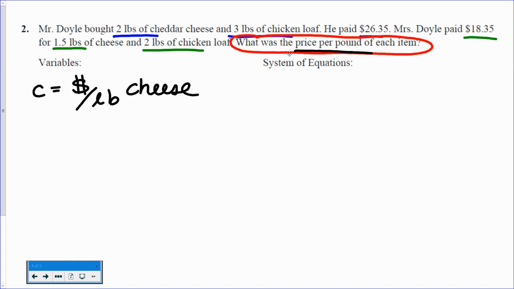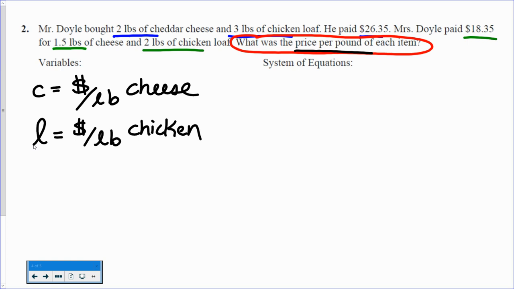All right, we're back. So if you wanted to use something like L for the loaf, you can. I'm going to use a cursive L so it doesn't look like a 1. All right, so now I have my 2 variables. I'm going to go ahead and take a look through the information to see how I can use my C and my L and set up 2 equations that I can solve.